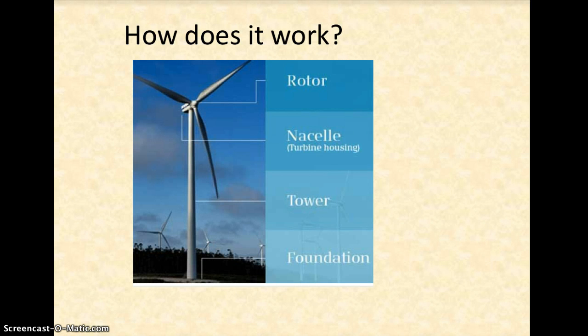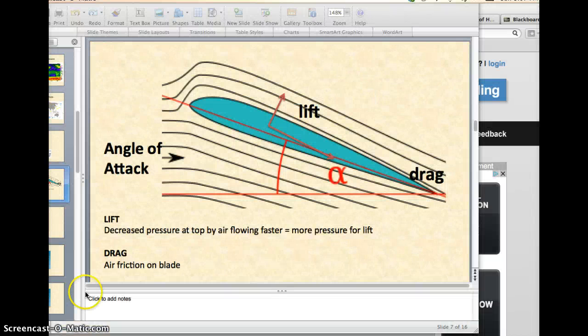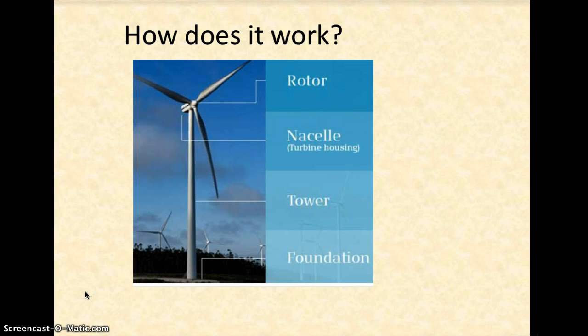Each turbine has 4 parts: the rotor, nacelle, tower, and the foundation. The rotor is in the front of the wind turbine and holds the blades. Each blade can range from 100 to 150 feet. The nacelle holds the shaft and generator that are used to convert the wind energy.